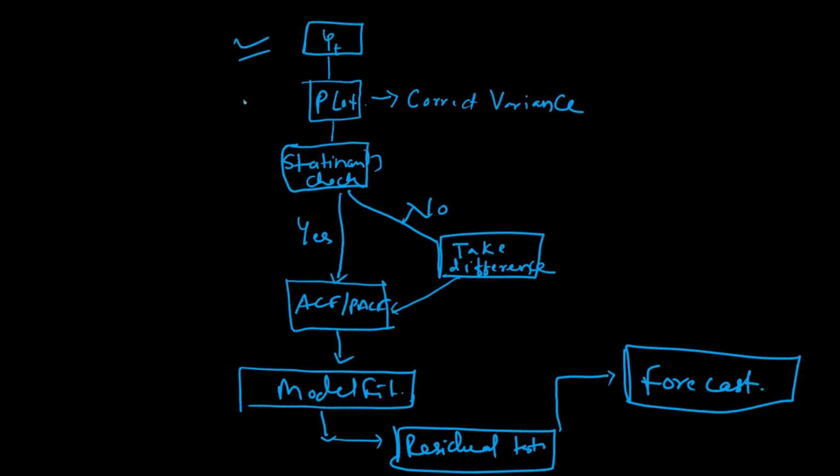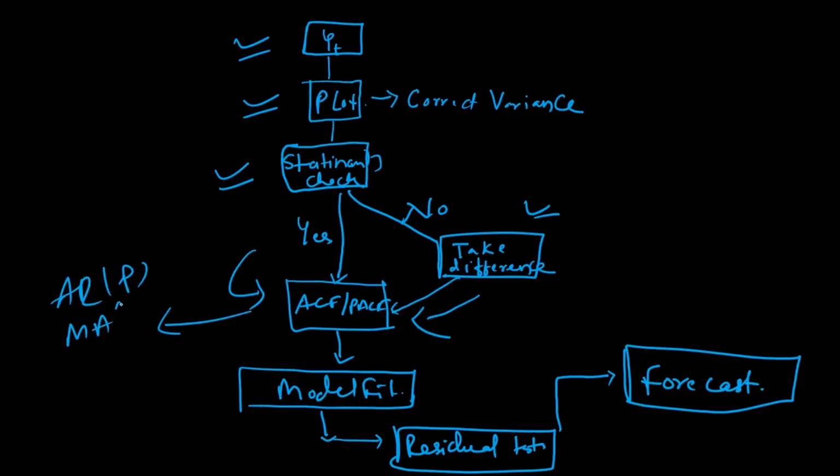Alright, when you put it in diagrammatic form, these are the steps. You start with some data, you plot it, and check stationarity. If it is not stationary, then take the difference. If it is stationary, then check the ACF and PACF, and then find the value of the AR term, p, and the MA term, q.